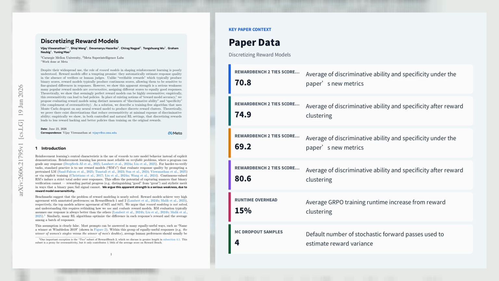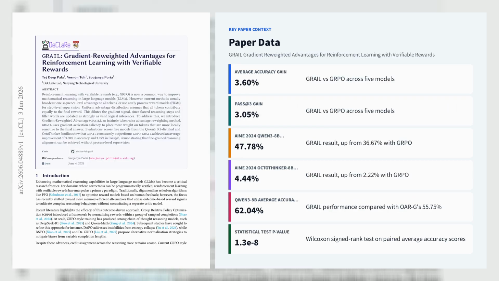In a mixed reward IF-evil simulation, discretization suppresses over-optimization of spurious hedging rewards, and in a verifier-free multitask RL setup on 30K prompts each from RLVR IF-evil, RLVR Math, RLVR GSM, and WildChat, discretized rewards were never significantly worse than raw rewards and often much better. The method adds only a modest 15% runtime overhead during GRPO training while using 8 H100 GPUs and 4 dropout samples. Let's explore the third paper, GRAIL: Gradient Reweighted Advantages for Reinforcement Learning with Verifiable Rewards.